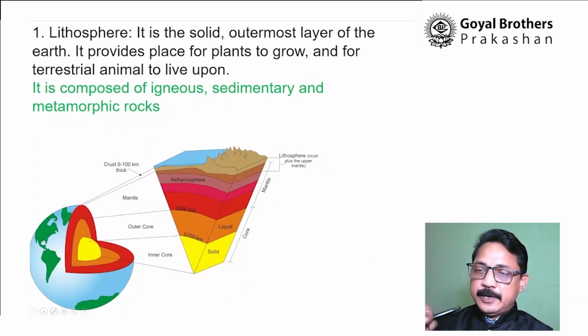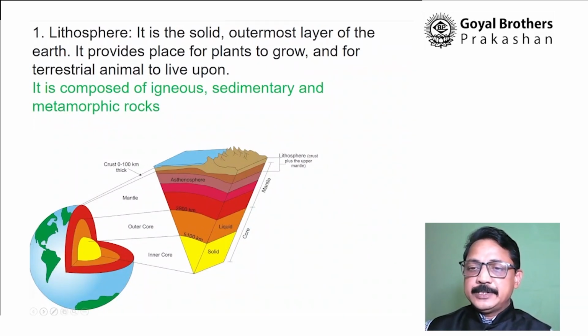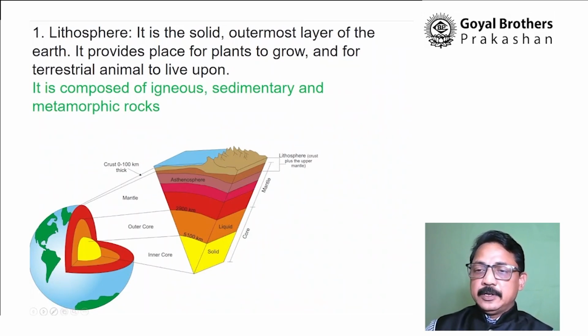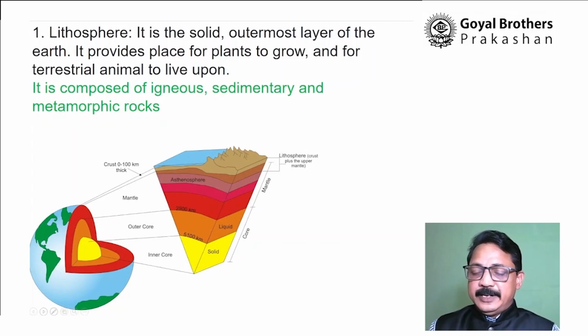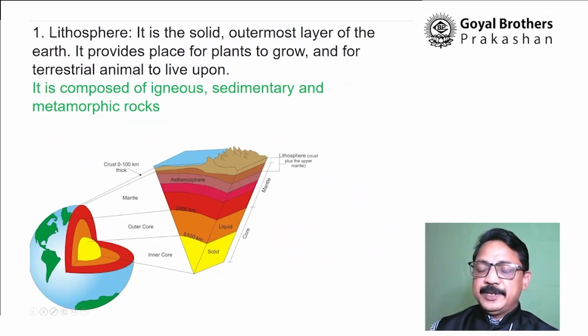On this lithosphere, the rivers flow, the lakes are present, and oceans are also present, to some extent, on the surface of this lithosphere. Of course, that extremely huge piece of water will be called the hydrosphere, but that ocean will definitely be present on a surface. So that outermost surface of the Earth is called the lithosphere.